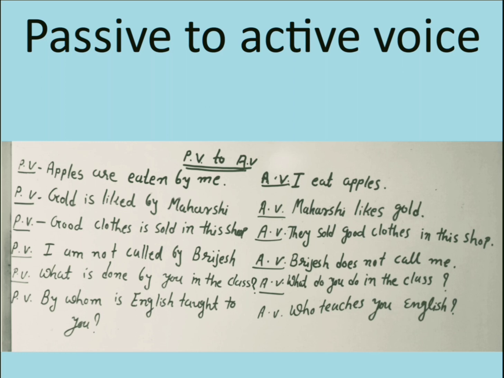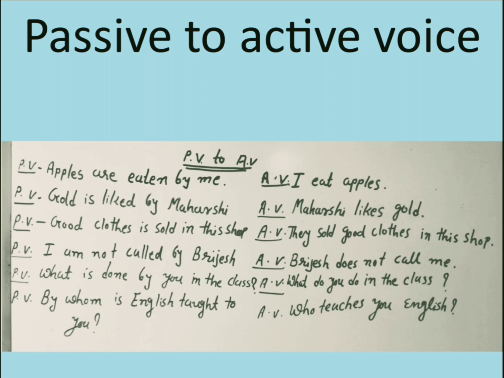Example number 3, good clothes are sold in this shop. They sell good clothes in this shop. I am not called by Brijesh. In active, Brijesh will be used in the beginning. As it is negative, we have to use do or does. Brijesh is third person singular, so we have to use does. Brijesh does not call me.